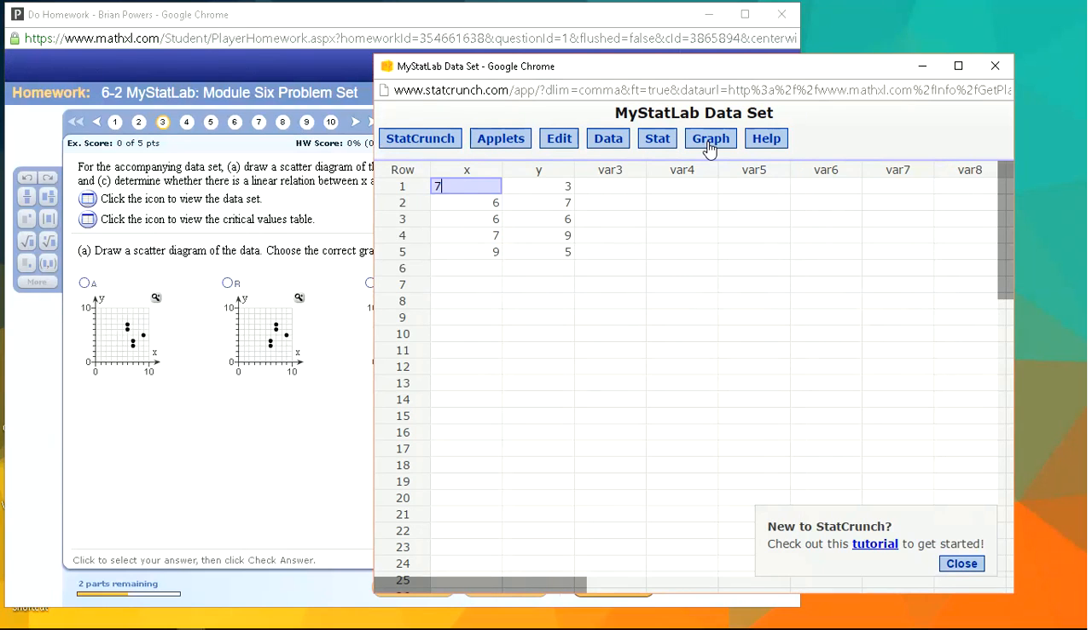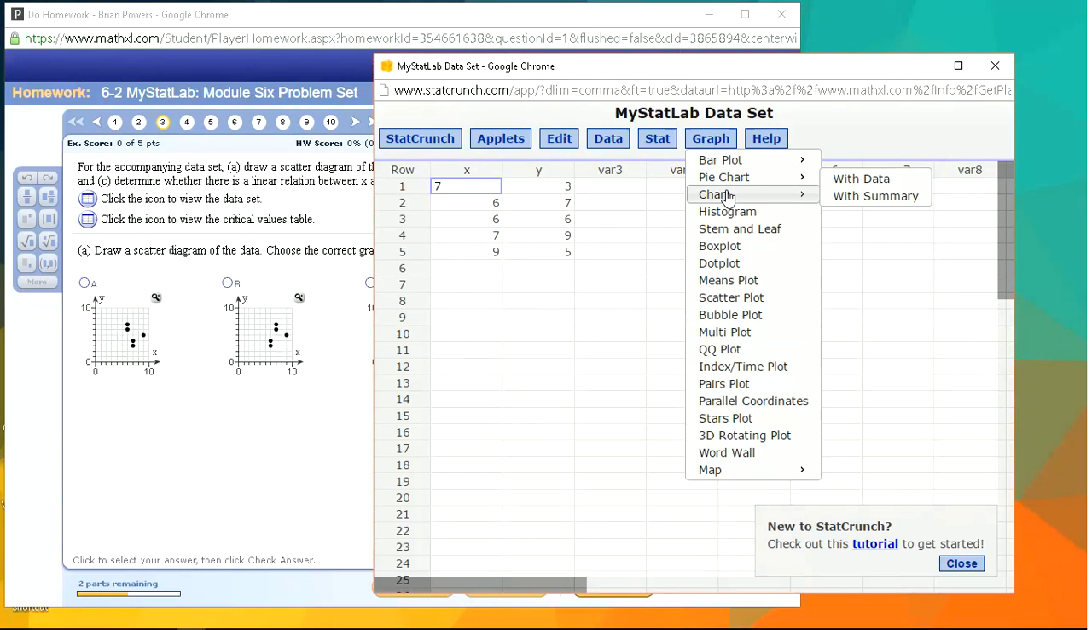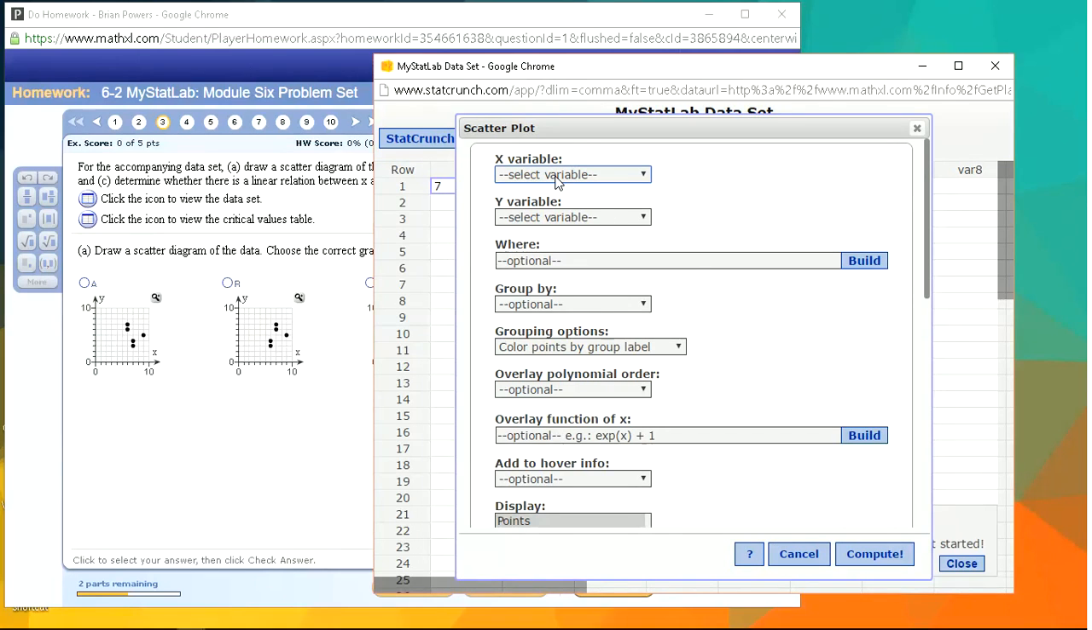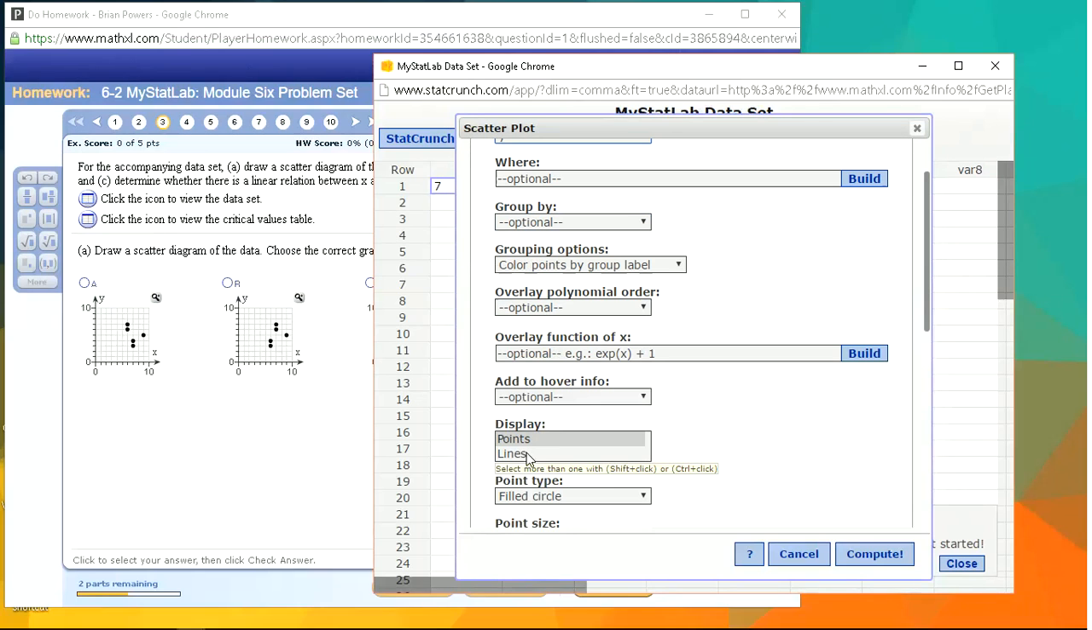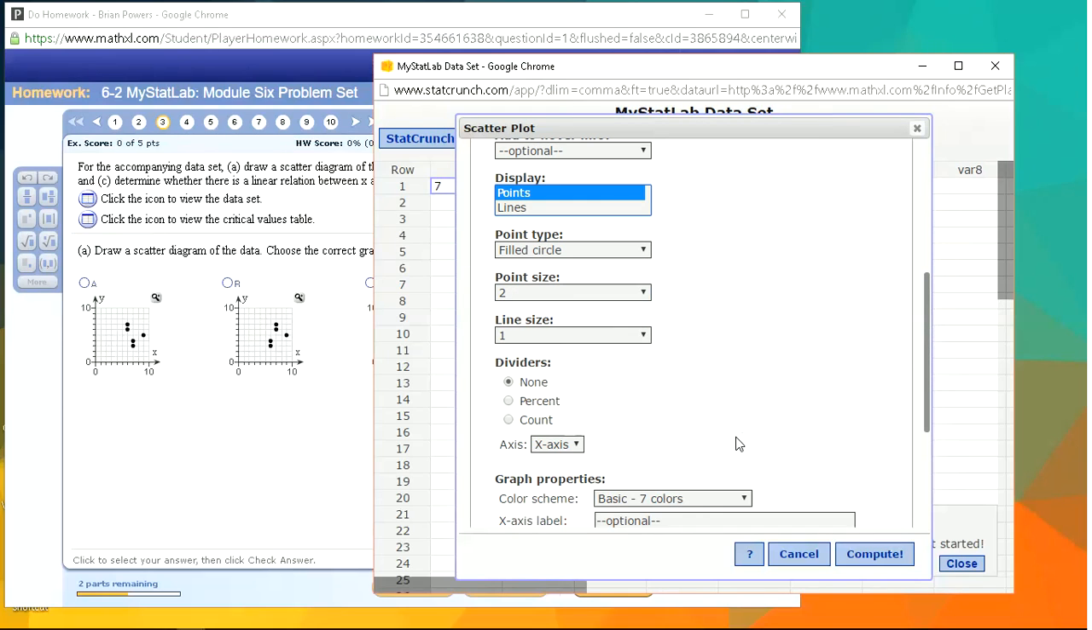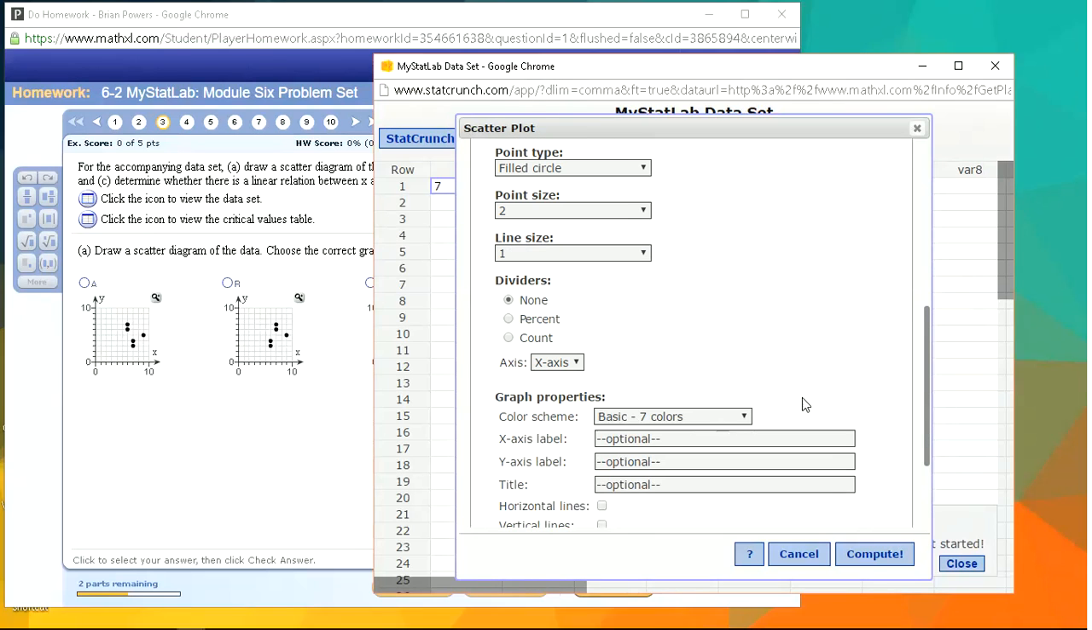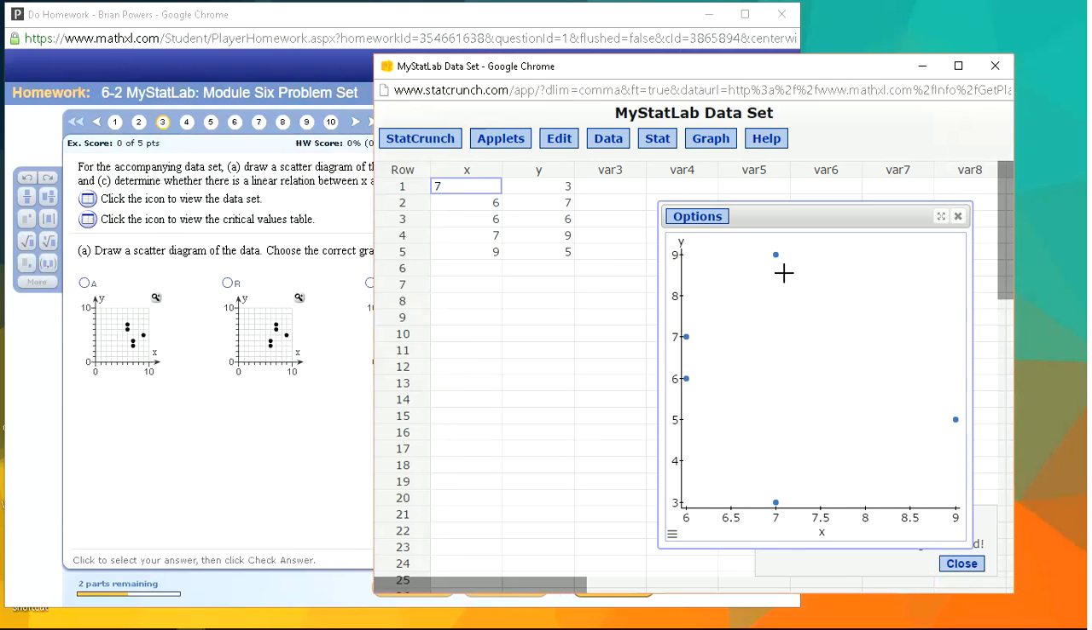So from here, under the graph menu, the scatter plot is what we want. For scatter plot, for the x variable, select x. For y variable, select y. And everything else looks fine. There's no need to display any of this other stuff. We want to display points, but all of this is just optional. Leave it all blank. Point type, all of this stuff is fine. Let's just hit compute and take a look at the scatter plot.